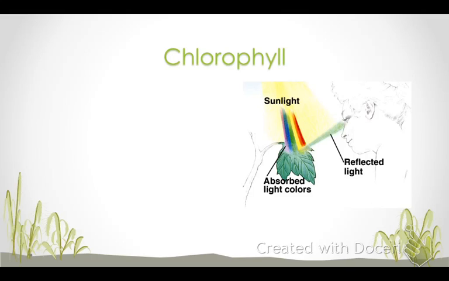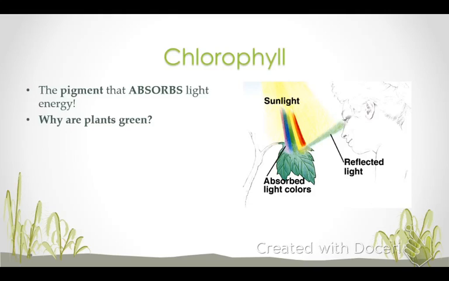Let's talk about chlorophyll real quick. Chlorophyll is the pigment that absorbs light energy. That's an important term, absorbs. That's why it's nice and bold. Why are plants green? The reason plants are green is because chlorophyll mainly absorbs red, orange, yellow, blue, indigo, and violet. Let's talk real quickly. I probably should have brought this up prior, but we'll go ahead and do it now.